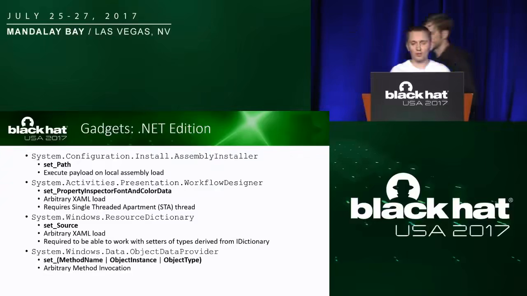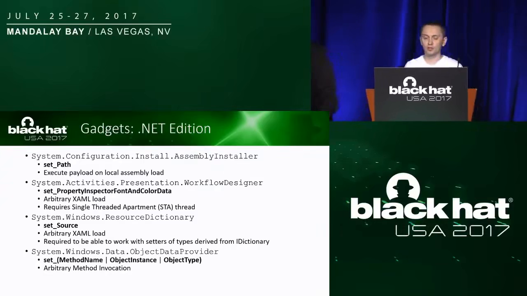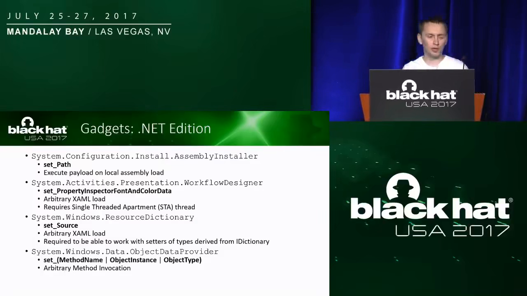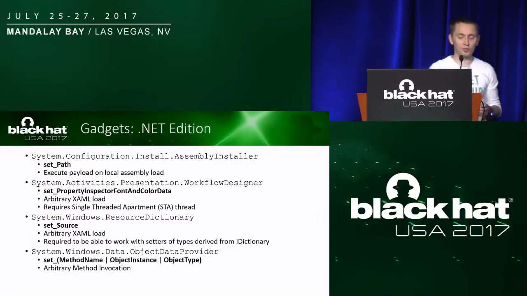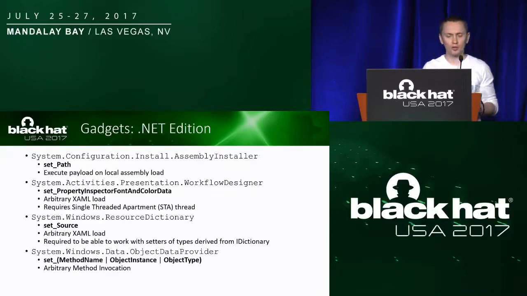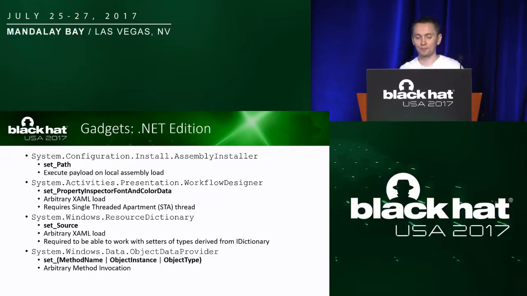Let's have a look at a few gadgets in .NET. All of them can lead to arbitrary code execution. Some of them have their own requirements or limitations, but we believe it's not very difficult to pick the proper one for a specific library. So our first gadget is the setter of the Path property in the AssemblyInstaller class. It allows code execution during library loading from paths controlled by an attacker.